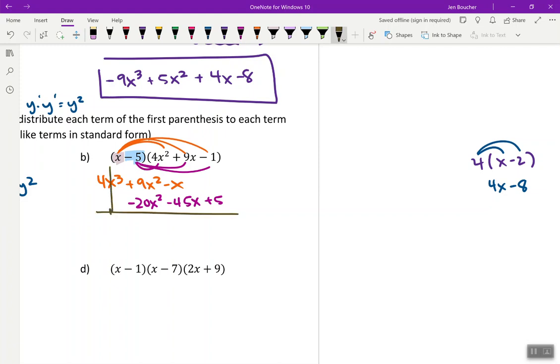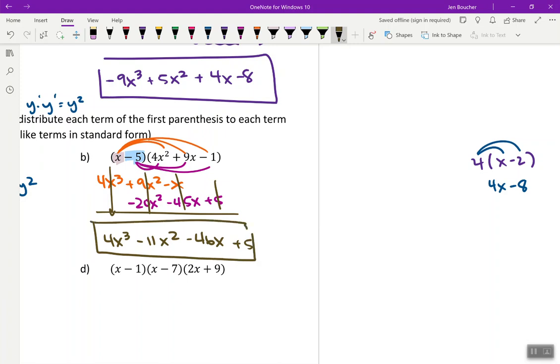So add the columns. I've got 4x cubed minus 11x squared minus 46x, and then plus that 5. So just be really careful. Don't go too fast. Try to line up your variables. It'll make it a lot easier to keep everything straight.